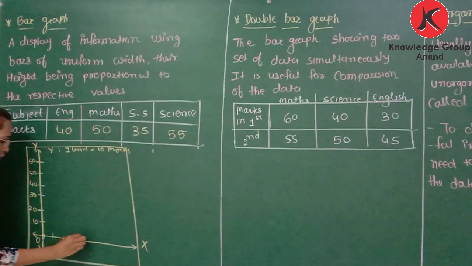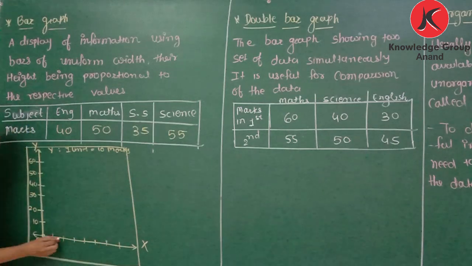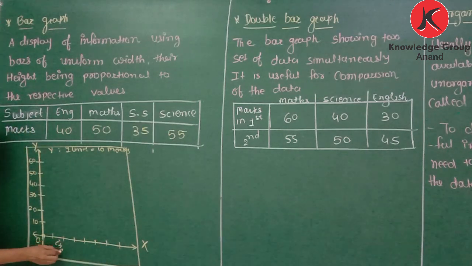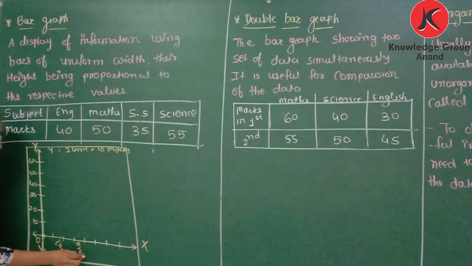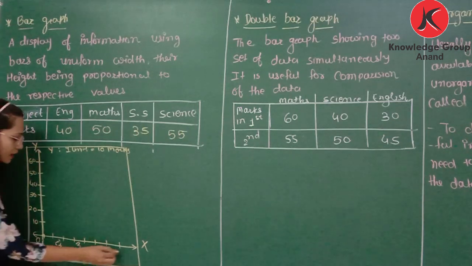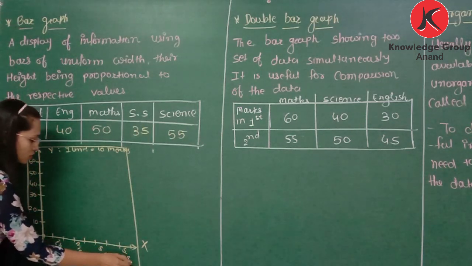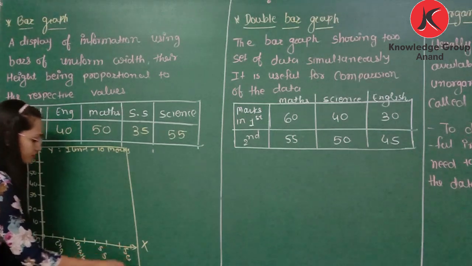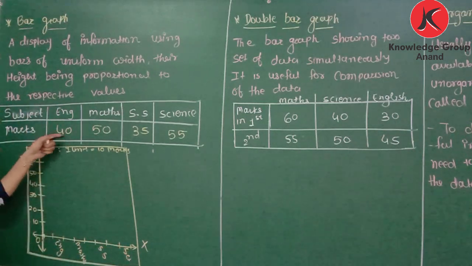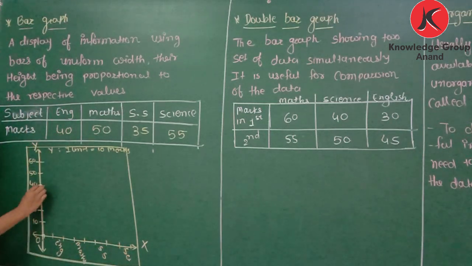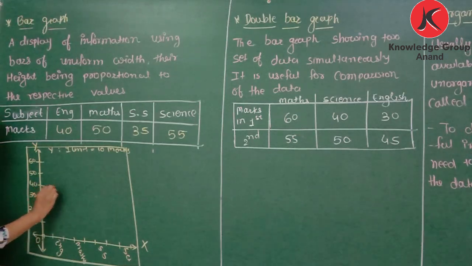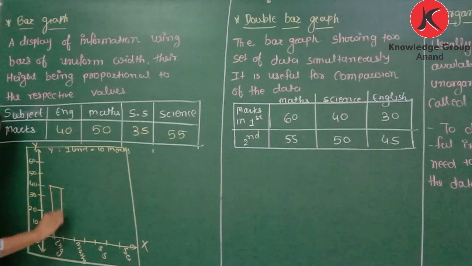Now here you need to represent the subjects. So here this kind of boxes will be there. Now this box represents English, this will be Maths, SS and Science. Clear? Now for English it is 40 marks, so a bar like this.